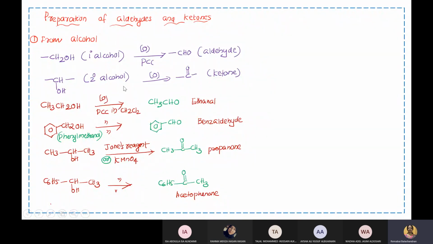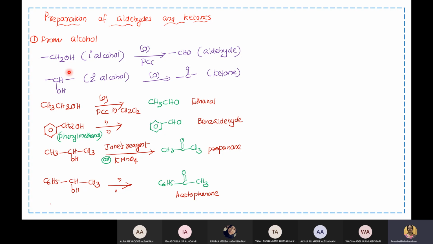Same thing, you remember in the properties of alcohol, primary alcohol on oxidation gives aldehyde, secondary alcohol will give ketone, all this. It was there in that lesson. So I won't do it all again, I'll just go through it quickly.